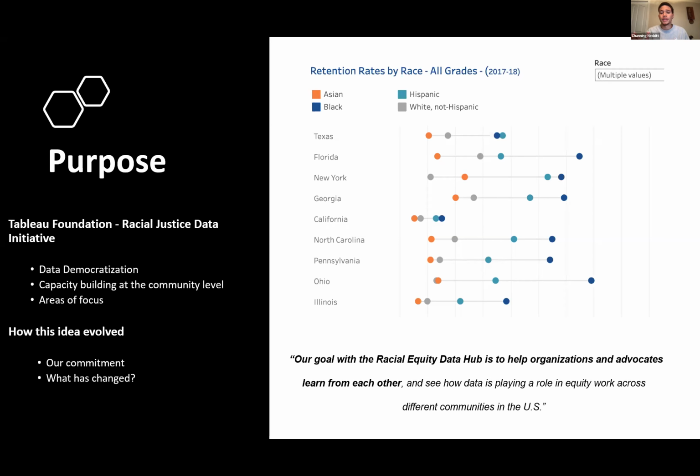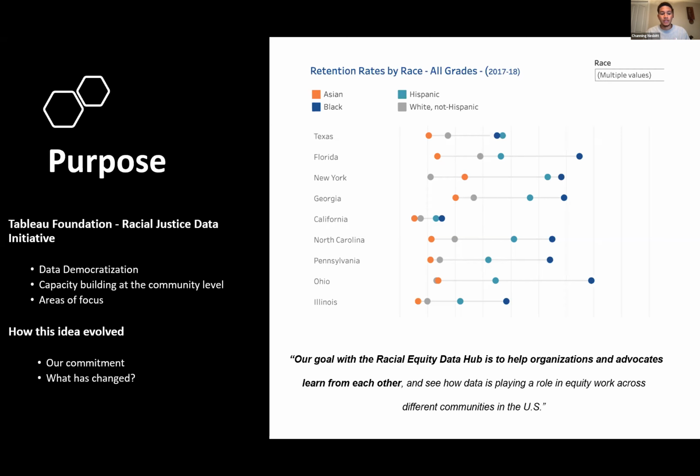And so the data democratization component of the initiative was almost like the through line between each respective pillar, or what we call our areas of focus. And it connected everything together. And it also directly correlates to why we started to go forward with the Racial Equity Data Hub.